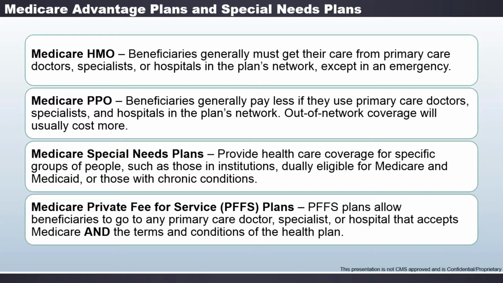Your Medicare special needs plans, they do provide coverage for specific groups of people, such as those in institutions, dually eligible for Medicare and Medicaid, or someone who has chronic conditions. And then the private fee for service, the PFFS plan, there we go. Those usually will cost quite a bit more. And they get to go to any primary care doctor or specialist that'll accept Medicare and the terms and conditions of the health plan. But it usually will cost quite a bit more to the beneficiary for those plans.